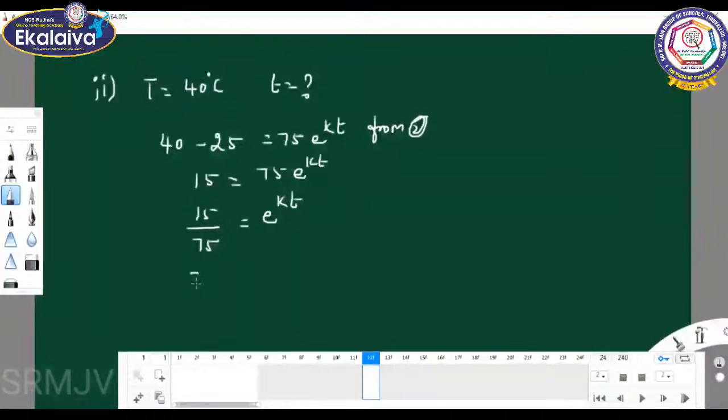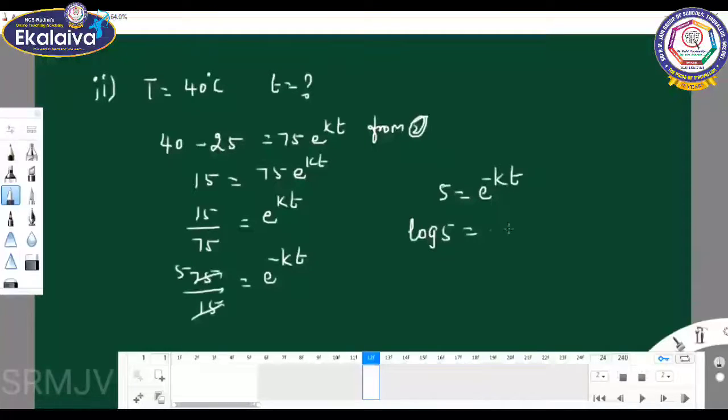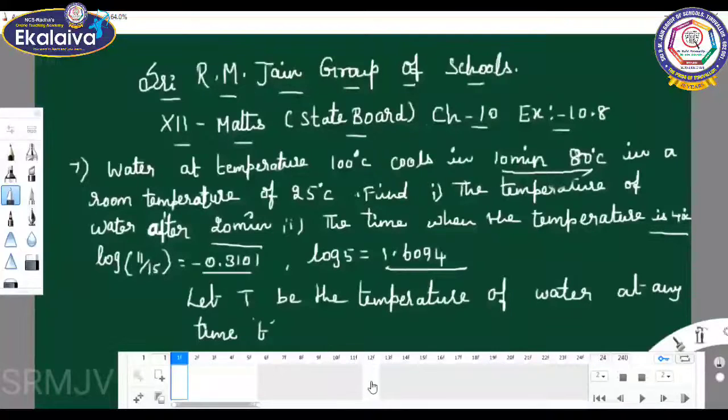When we take the reciprocal of this value, 75 by 15 equal to e power minus kt, the sign is changed. So 5 equal to e power minus kt. Apply log on both the sides. Log 5 equal to minus kt. So what is the value of k? Log 5 value is 1.6094, it is given.